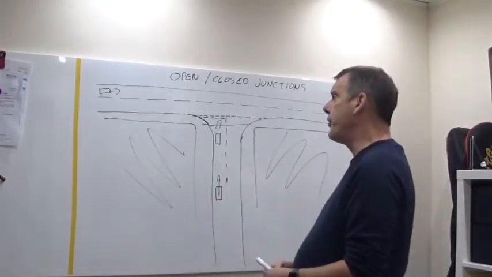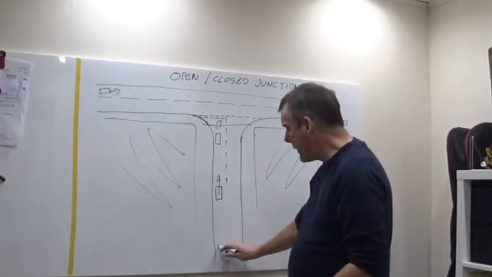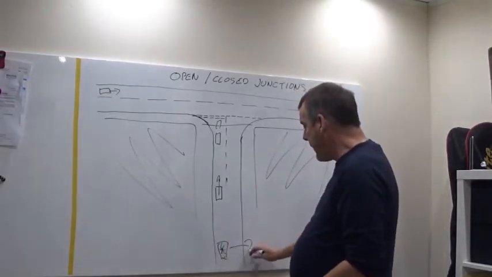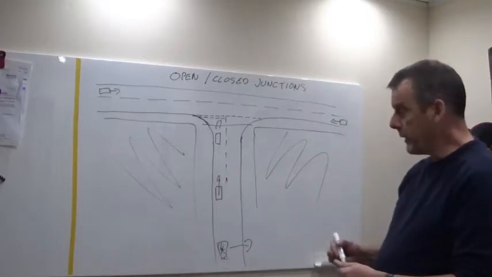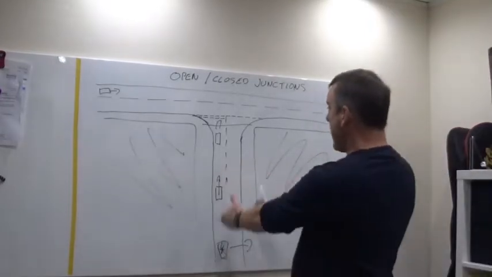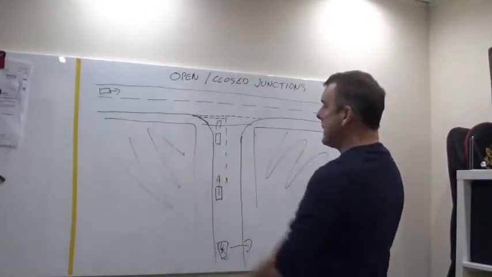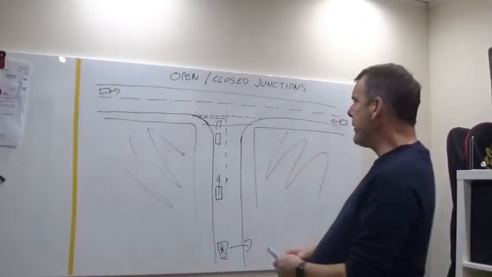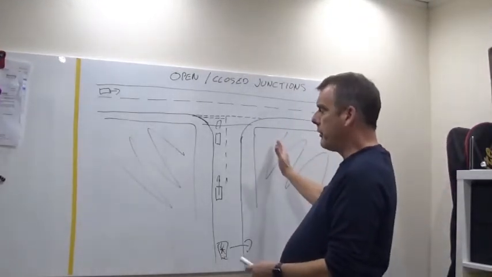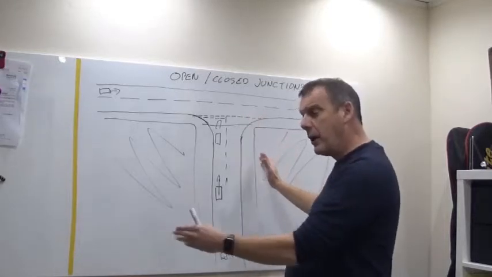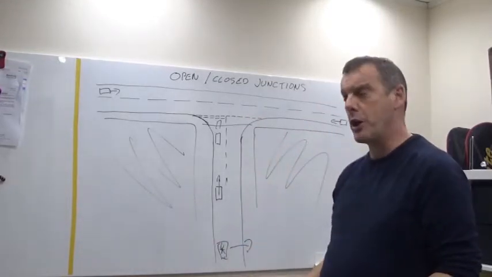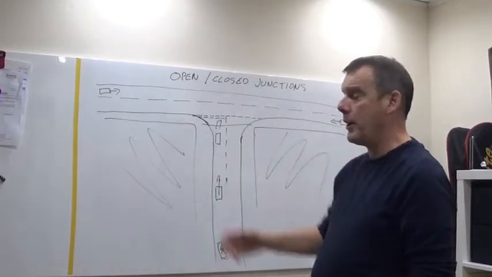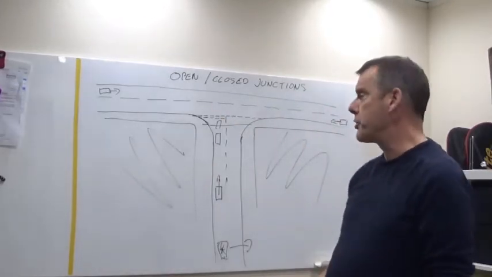So we need to determine, when we're driving up the road, way back here, whether this is going to be an open or closed junction. And we can see, as we're looking up, the obstructions on either side of the road. Even if you've just got an obstruction on one side of the road and the other side is clear, we still want to class that as a closed junction. We want good visibility on both sides of the road to class it as an open junction.